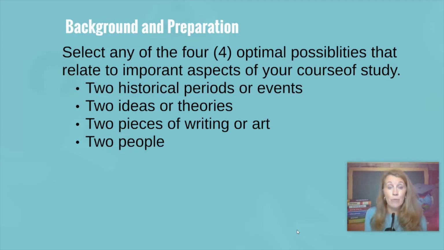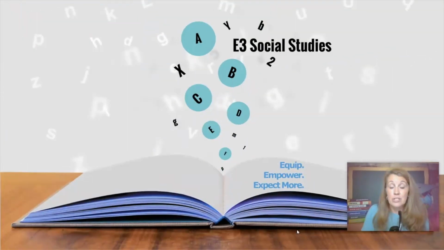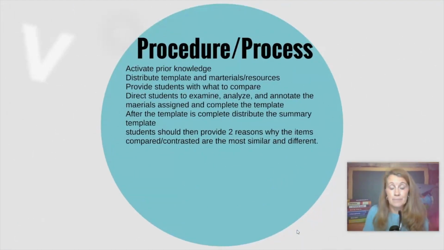Two pieces of writing or art. So what are the titles? What do they describe or depict? What is their tone or mood? Or two people. Where are they from? How old are they? What is the gender, race, class? What, if anything, are they known for? Do they have a relationship to each other? So those are some questions, and there's other questions in the teacher's manual that can help focus your students when they're comparing and contrasting the two items that you select.